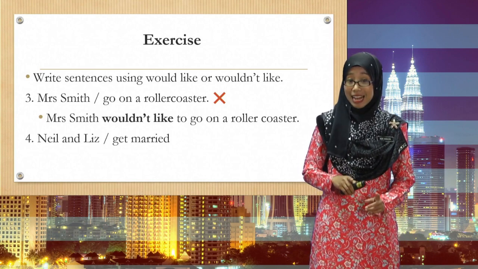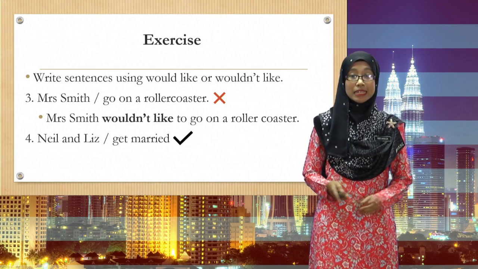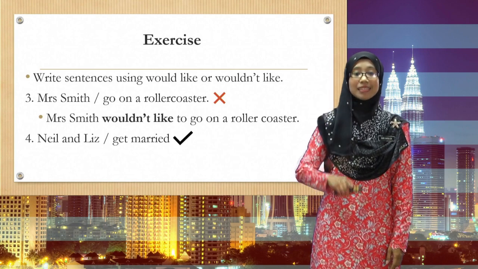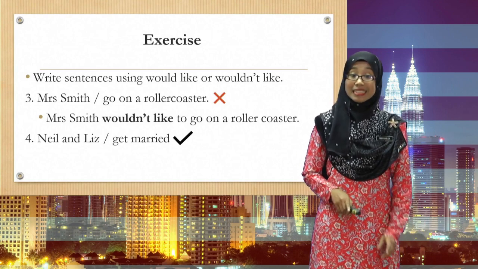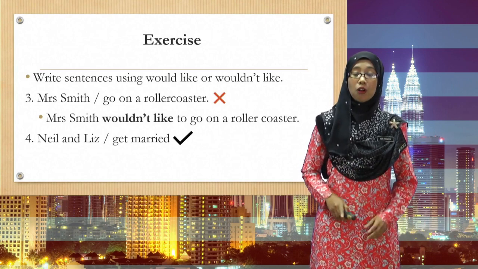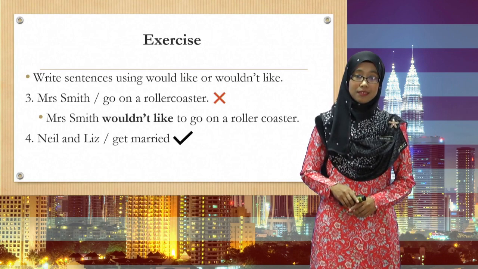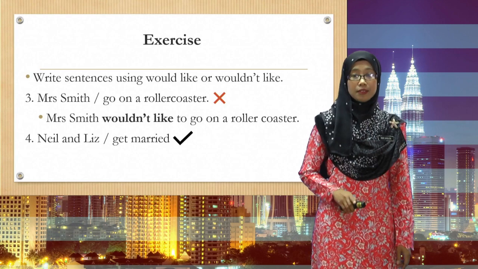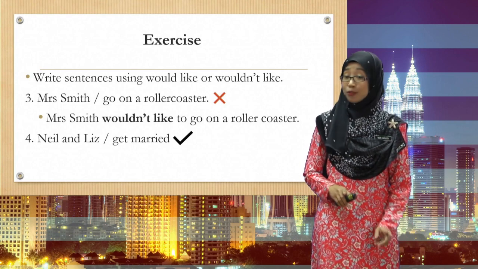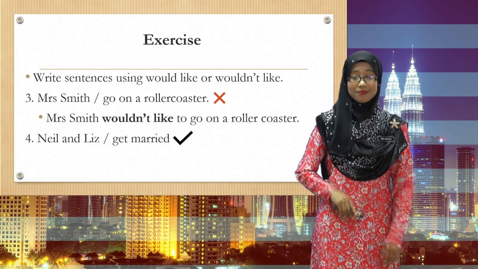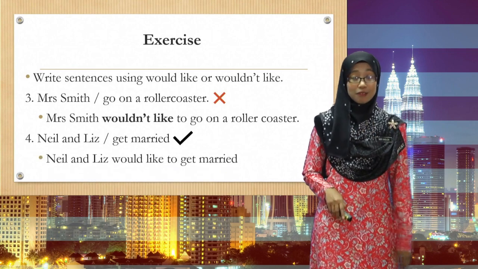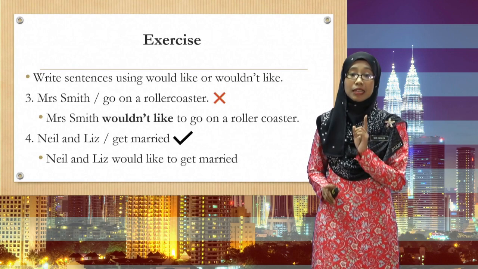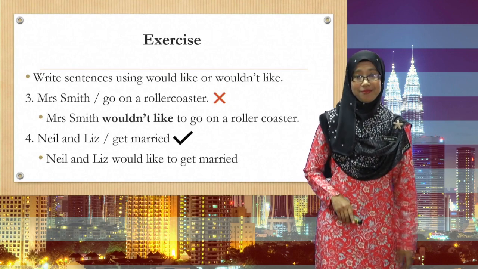Okay, next for the last question. Neil and Liz (get) married. The tick symbols tell us that this is an affirmative or positive sentence. So, we have to write would like because of the tick. Can you guess what is the answer? Yes, you're correct. The answer is Neil and Liz would like to get married.